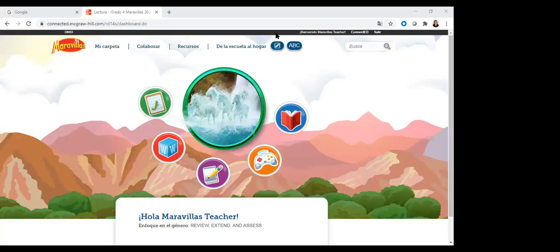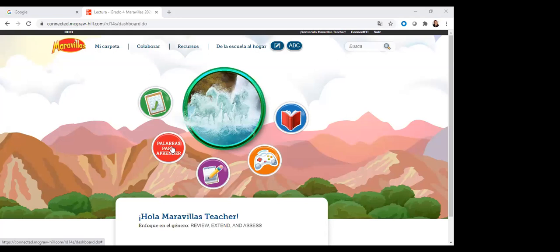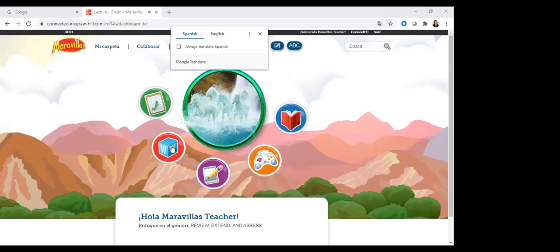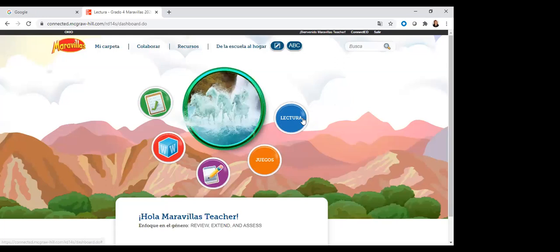All right, esta es la parte de los estudiantes, esto es lo que va a ver los estudiantes. Cualquier cosa que le asignamos that I assigned right here. Okay, mi lista pendiente, mi trabajo, mis exámenes. Van a tener el vocabulario. Igual como le demostré hace un instante, lo tienen ahí. Los juegos. Por eso le explico que si su calendario está correcto, ustedes no tienen que asignarle nada de esto. Ya eso está aquí, pero claro, si su calendario no está correcto, el vocabulario, la estrategia, la destreza, todo eso no va a estar correcto tampoco.